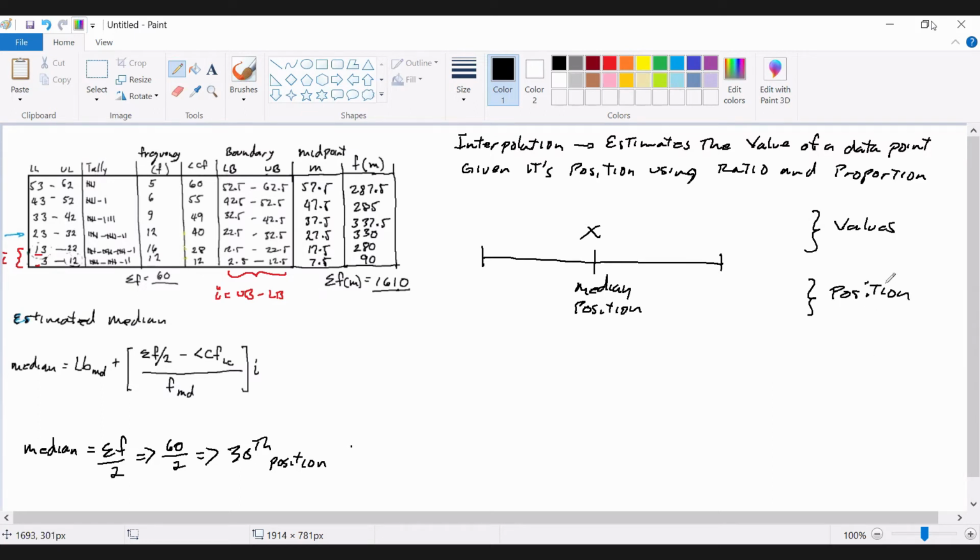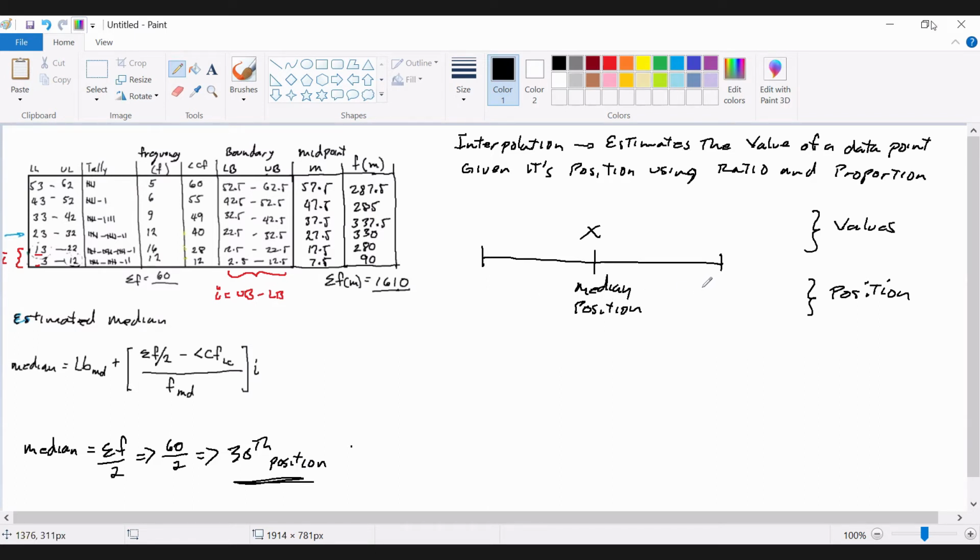So think about limits. The median position is the 30th one. The 30th is the median position. Where are we going to locate this? What are the extents or what are our limits? The 30th position is in between two values.